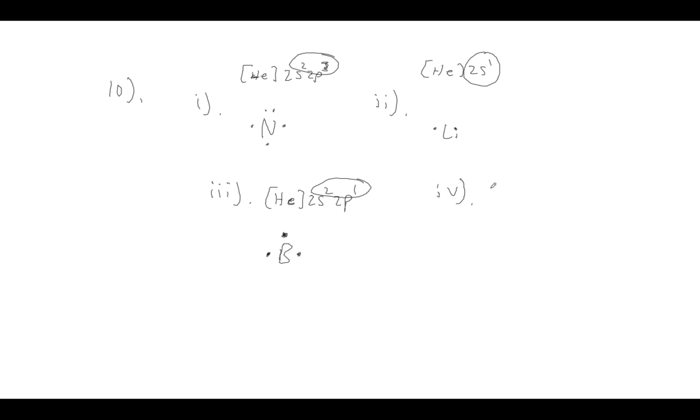And then finally, we have aluminum 3 plus. Now, aluminum 3 plus is isoelectronic with neon. So if we wrote that, we would just write it like this. There are no more valence electrons.